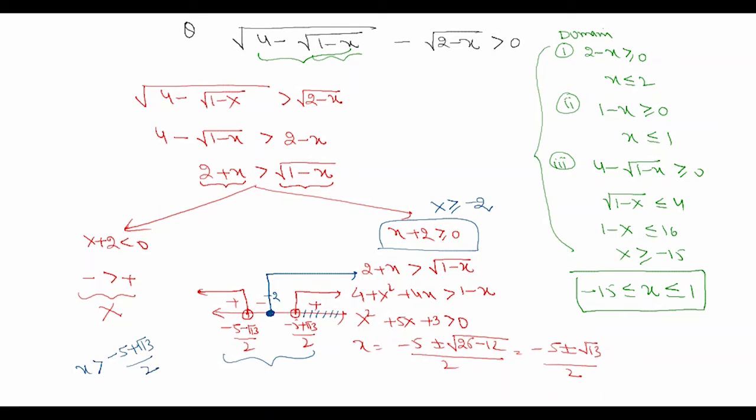So now I need to take the intersection of this result and the domain. So I need to take the intersection of these two conditions. When I take the intersection of these two conditions, the final result that I'll get is the value of x should be greater than (minus 5 plus under root 13) by 2, but less than or equal to 1. So that is the answer to this question.